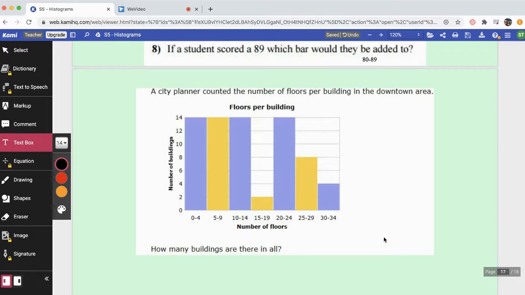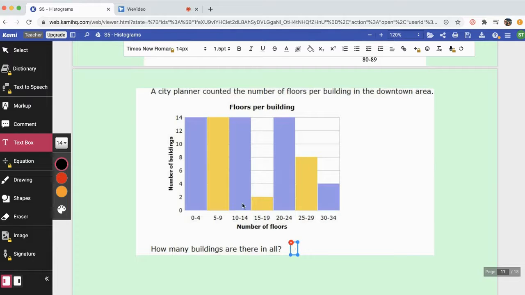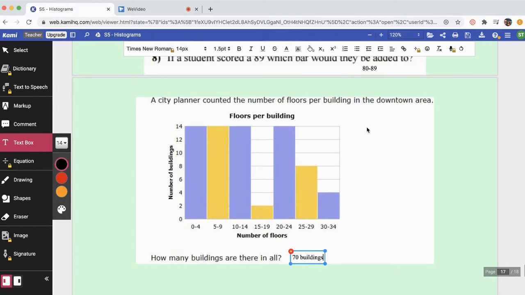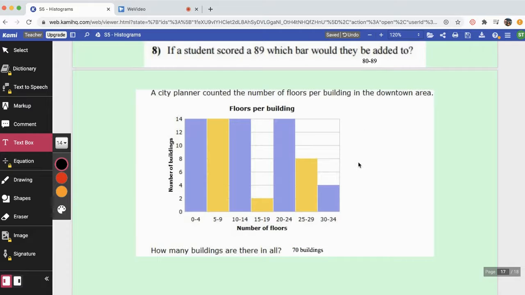A city planner counted the number of floors per building in the downtown area. How many buildings are there in all? So I'm just adding up the total number of buildings. I have 14 4 times, which is 56. And then I have 2 more down here, 58. And 8 here makes 66. And 4 more here makes 70. So there are 70 buildings in the downtown area, and they are all represented on that histogram right there.